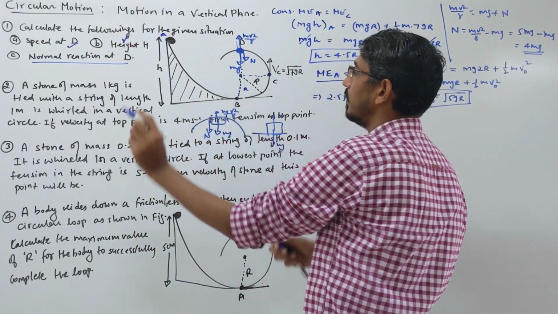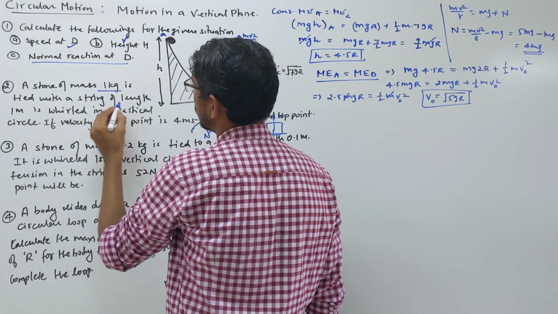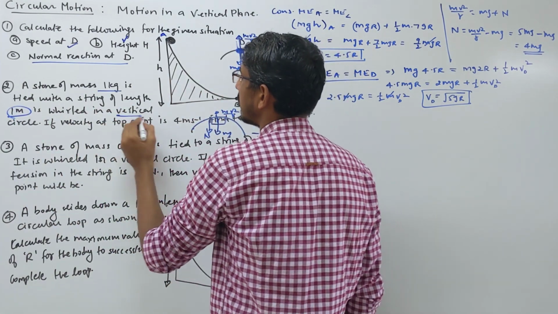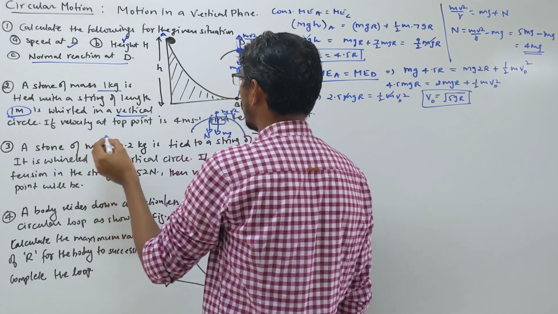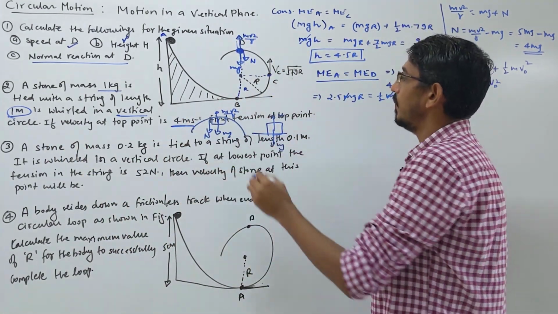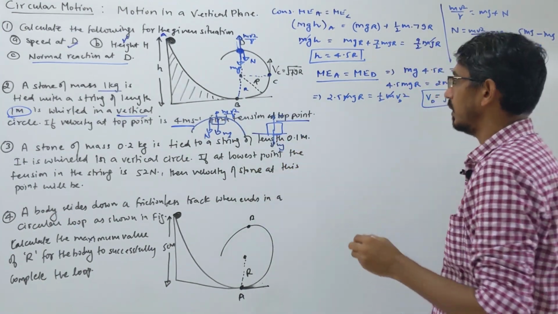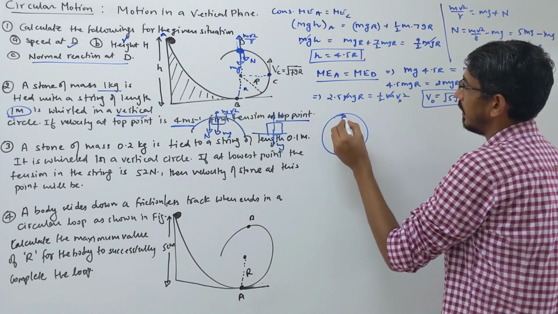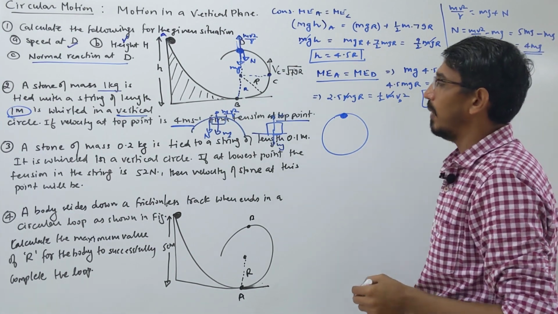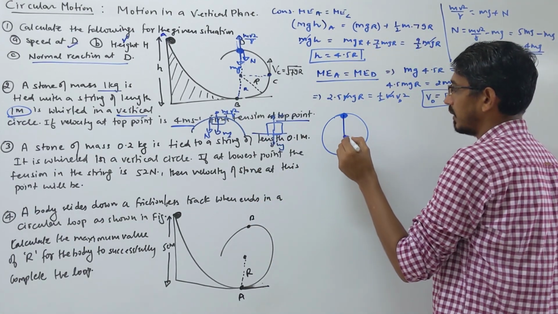Look at the second problem now. A stone of mass 1 kg is tied with a string of length 1 meter and is whirled in a vertical circle. If the velocity at the top point is 4 meter per second, find the tension at the top point. Velocity is given, we have to find tension. So this is your vertical circle, at this point they are talking, right? Velocity is given at that point and they are asking for tension. The stone is tied with a string.